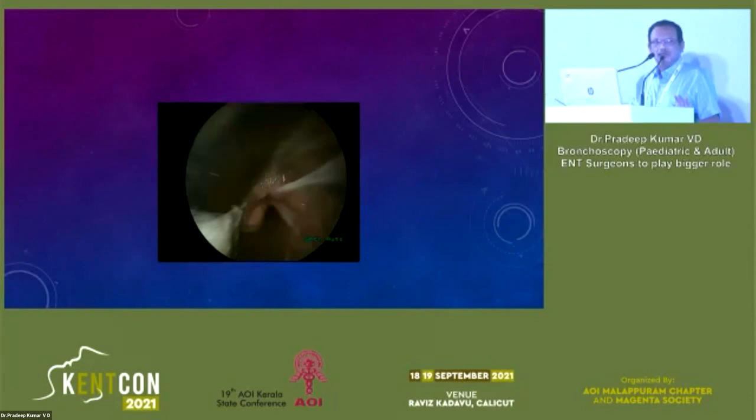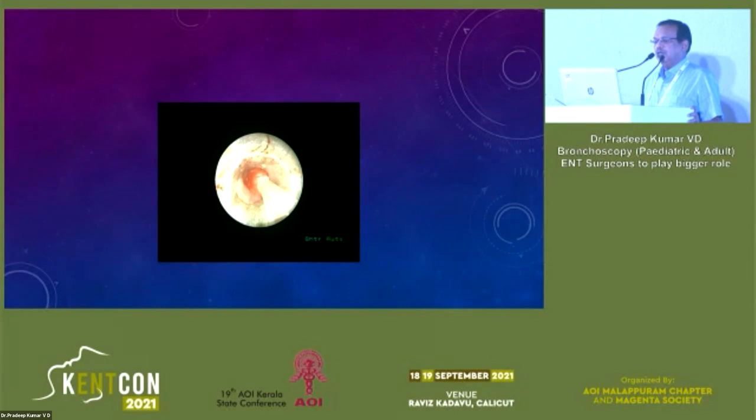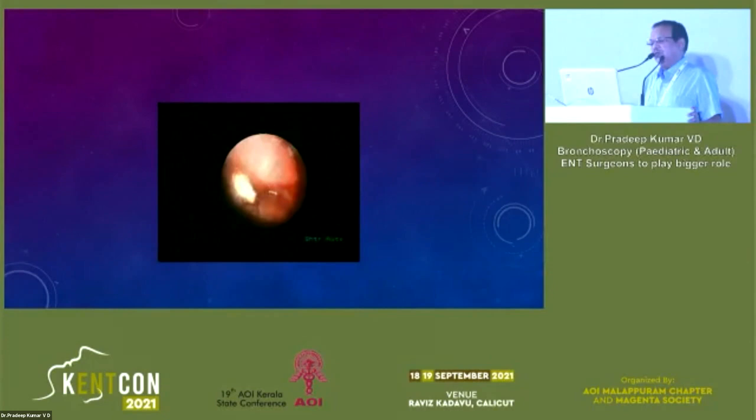Oh, very difficult. There are a lot of granulations in the bronchus. I sucked out the granulations, meticulously clearing the secretions, and then I could visualize the foreign body. I would have saved time if I could fast forward. So ultimately I could see the foreign body there. A lot of granulations were there.